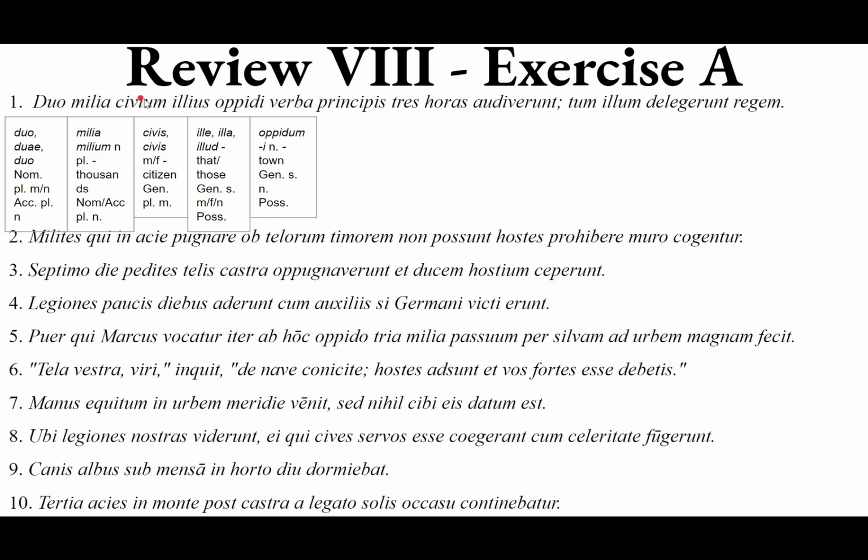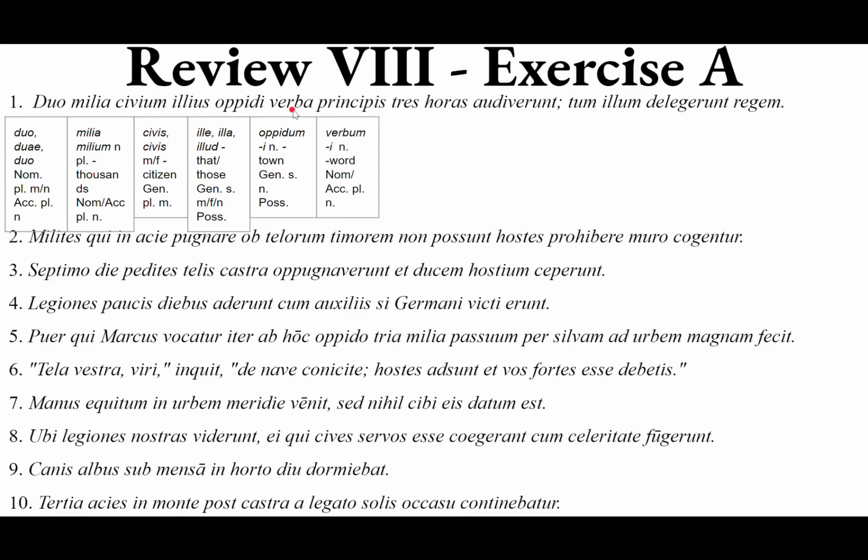2,000 of citizens of that town. 2,000 citizens of that town. This is most correctly something like a genitive of origin, meaning the citizens came from that town. Even in English, we'll use of. The citizens of that town, from that town.